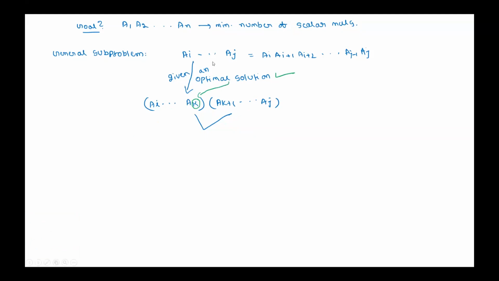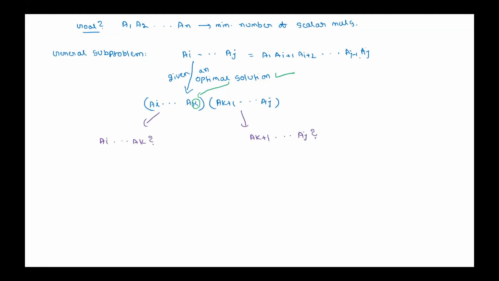Now, due to this AK, automatically we get subproblems, or not? What are the subproblems we have got? AIK. Now the question is, how to multiply AI to AK? We don't know this. Next, this is AK plus 1 to AJ. How to multiply this? This is the question.